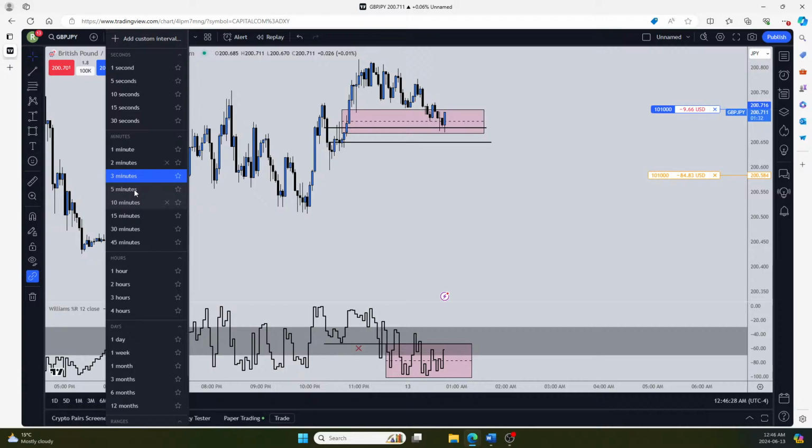All right, guys, for you guys who are just joining us, I'm in longs here on Pound Jappy. This is obviously for educational purposes only, guys. This is on a demo account, paper trading account, as you guys can see in the bottom left corner. We're looking for longs.